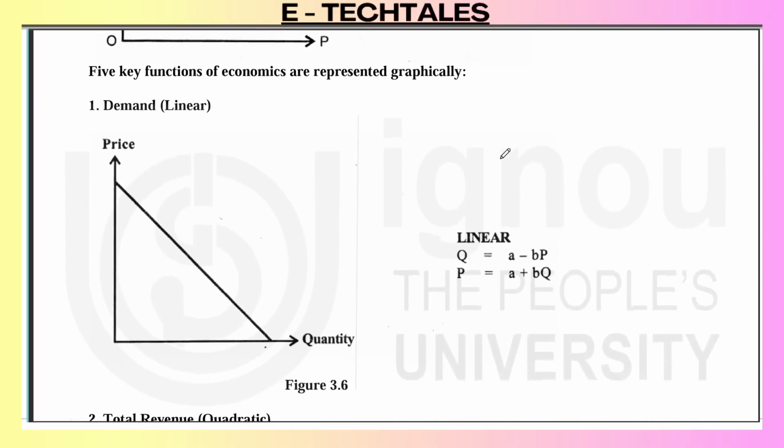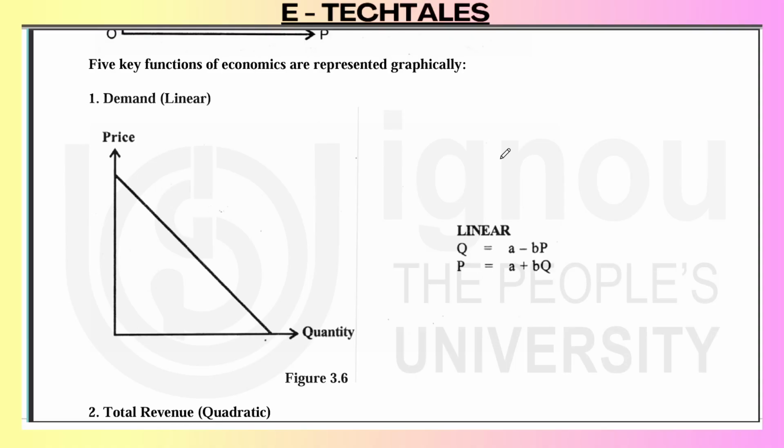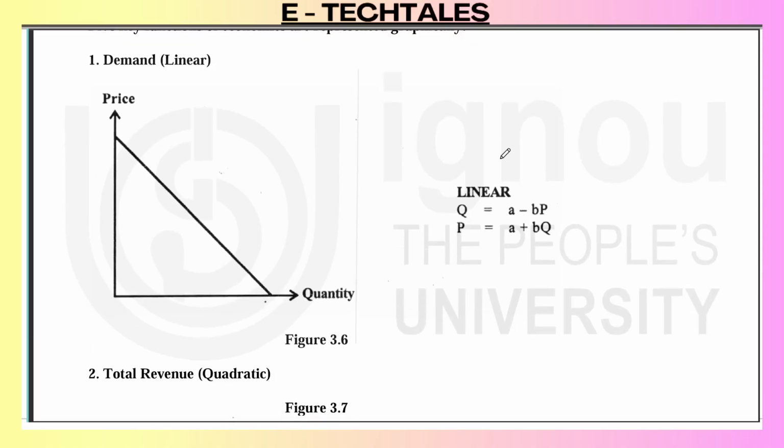Now the five key functions of economics are represented graphically. So we already know what is demand and supply. Demand and supply depends on price and quantity. So demand and supply is always like this. When the price increases, demand decreases. When the demand increases, price decreases. So that's why the equation is a linear equation, linear demand form. It is represented as Q is equal to A minus BP and P is equal to A plus BQ. Any of these two you can use. Okay.